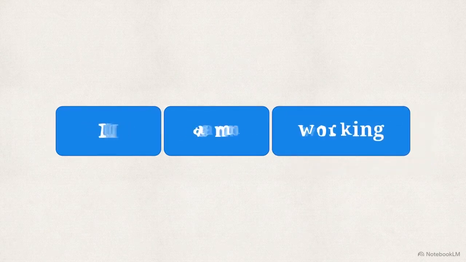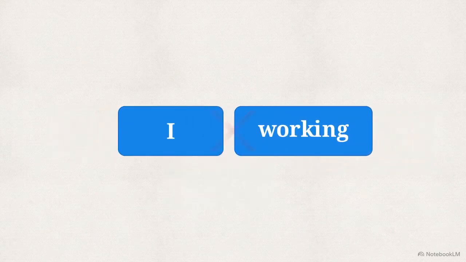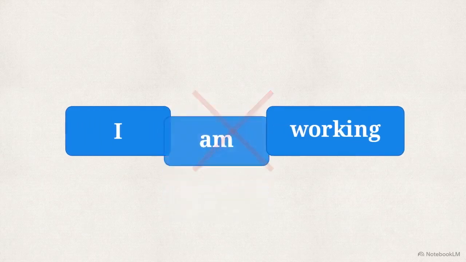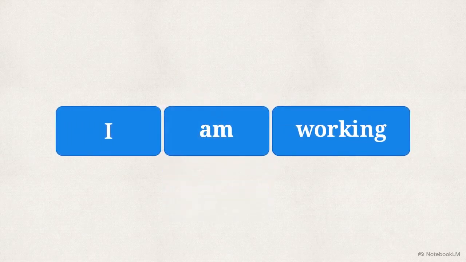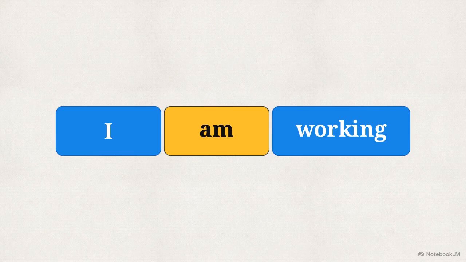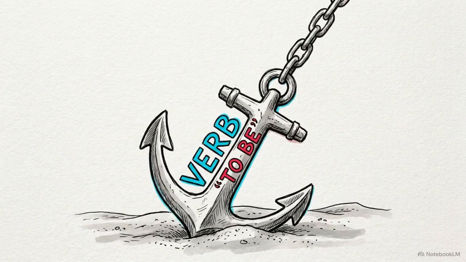Many learners translate directly and say, "I working." But in English, you cannot skip the verb to be. This word is mandatory. Without it, the action verb alone doesn't have the context it needs. The helper verb is the required anchor for continuous time.